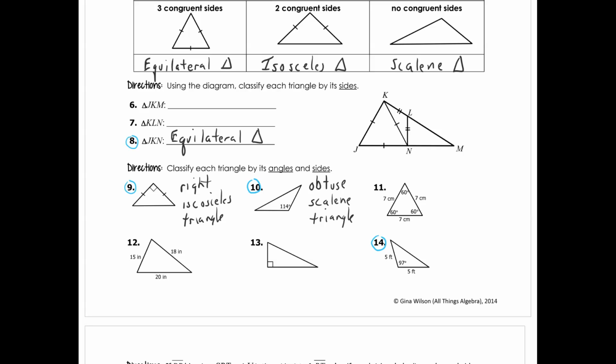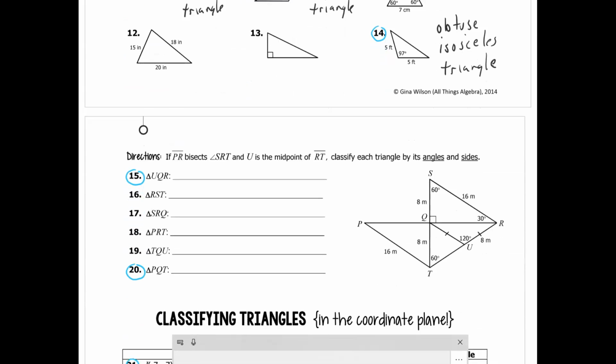All right, and this last one is also obtuse because we're given a 97-degree angle, so that makes it obtuse. But we're also told the two sides are both 5. That means they're the same, so it's isosceles. And there you go. Okay, let's look at some examples that have a little bit more to them.